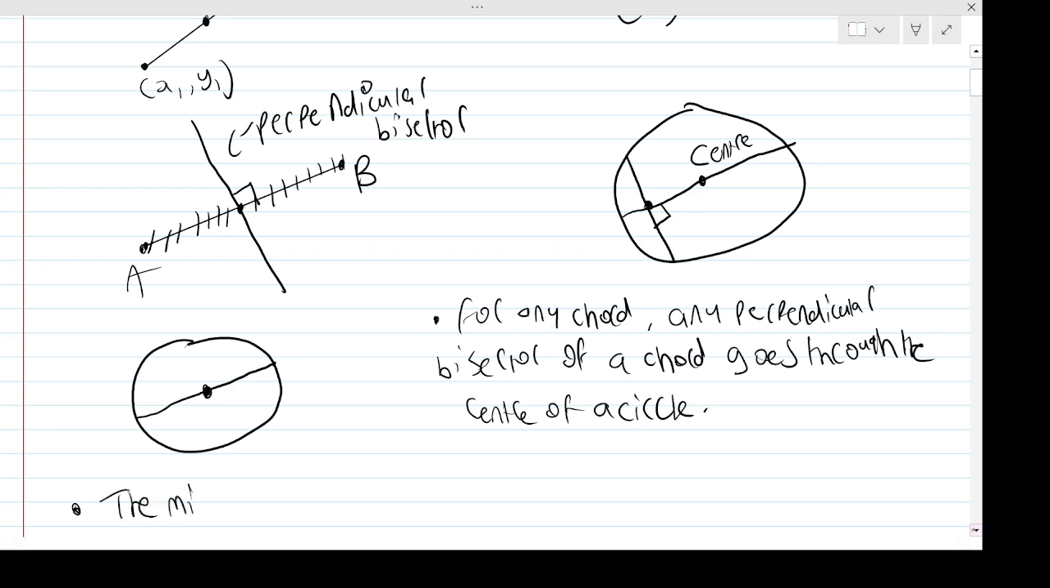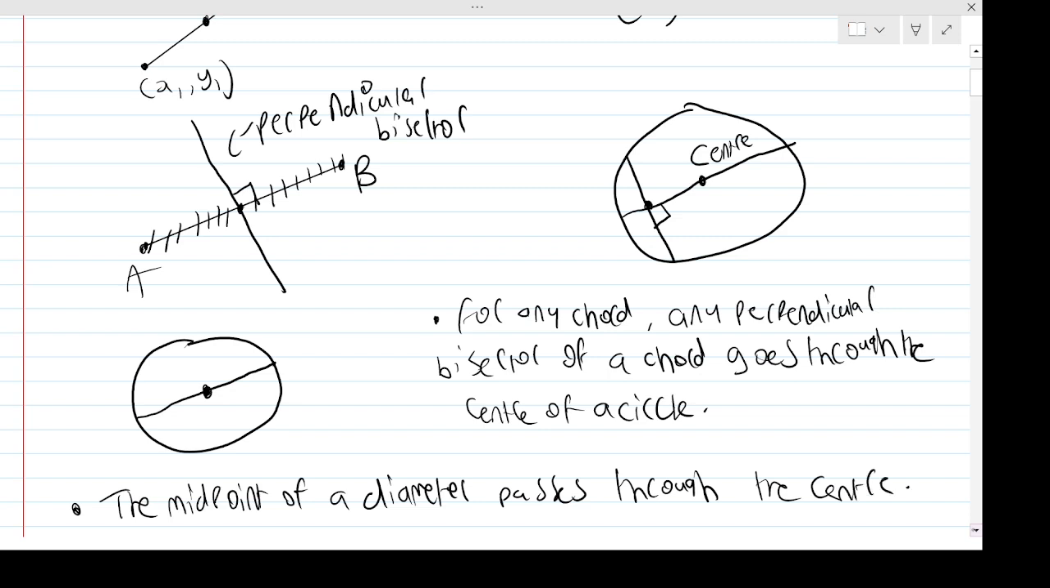The midpoint of a diameter passes through the center as well. So we've got two different ways of basically working out the center of a circle, and the idea of a center of a circle will become very important and helpful for us later on in the course. You'll see that a circle is defined by its center, so it is very paramount that we work out the center of a circle. But here we just looked at two different ways.